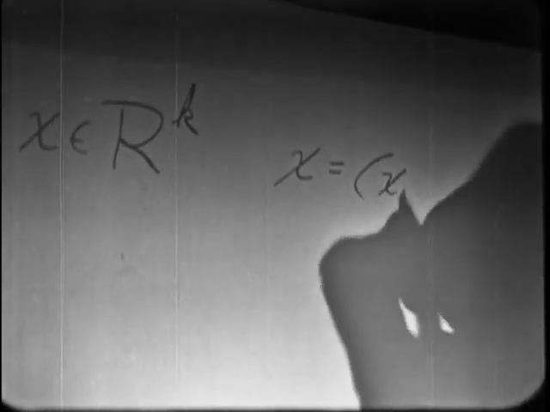In order to start talking about differential topology, I have to first give a few definitions. The basic definition that I'll use will be the following. We'll consider always subsets of Euclidean spaces. So I'll start out with a Euclidean space of dimension k, and a point x in R^k, by definition, is a k-tuple of real numbers.